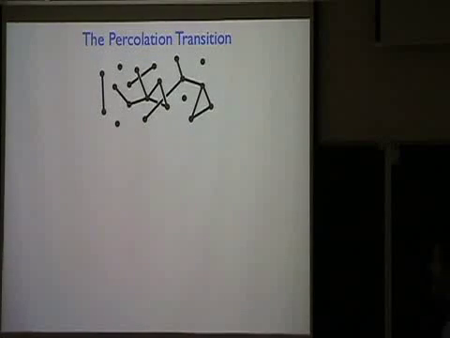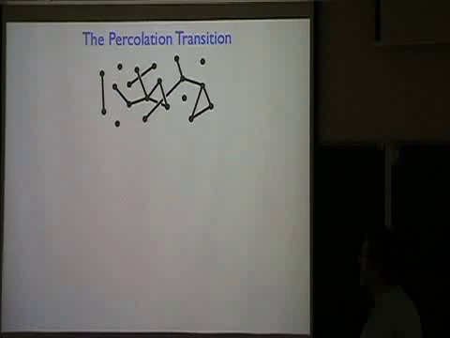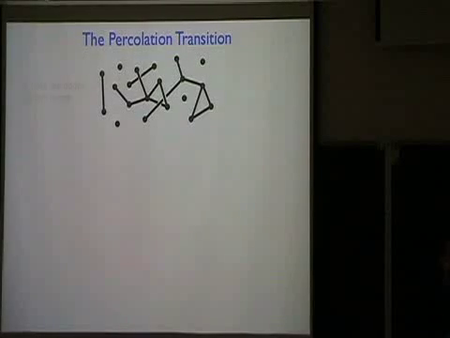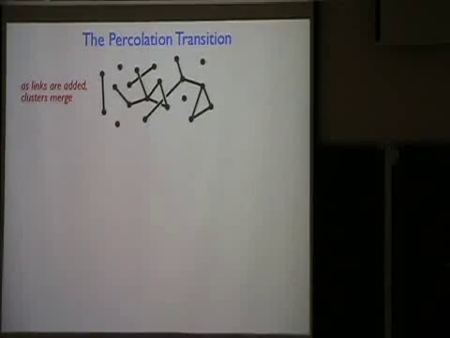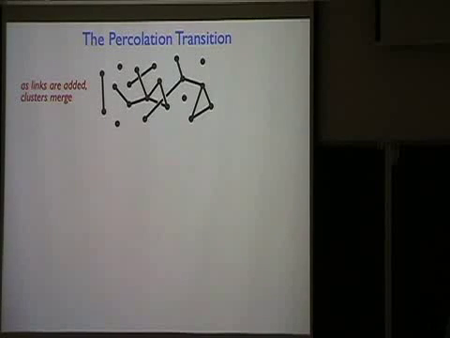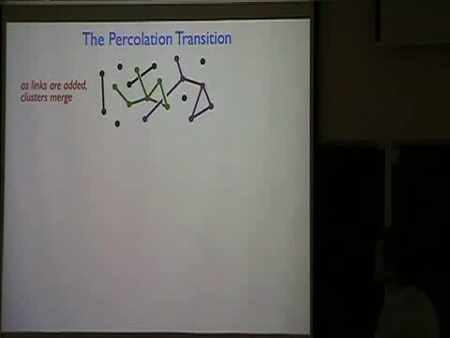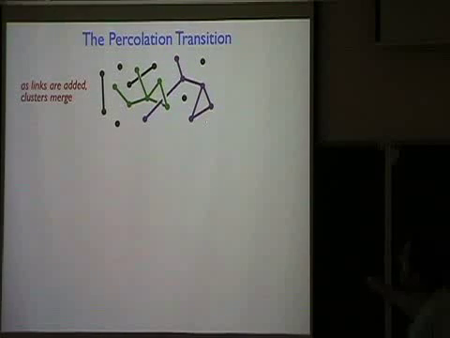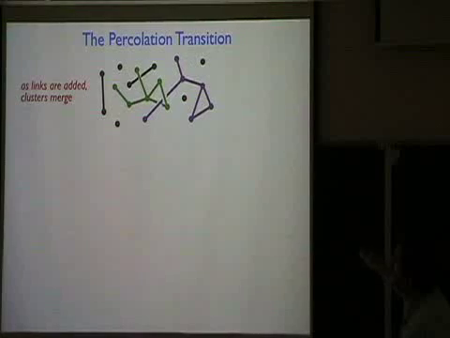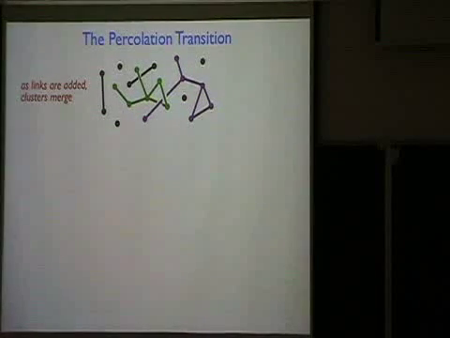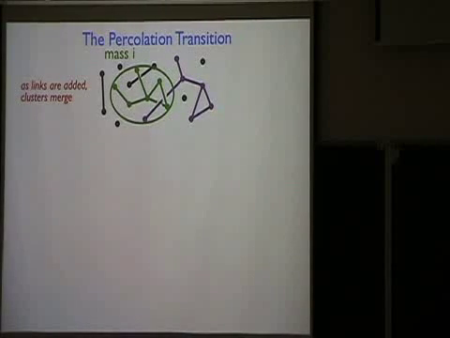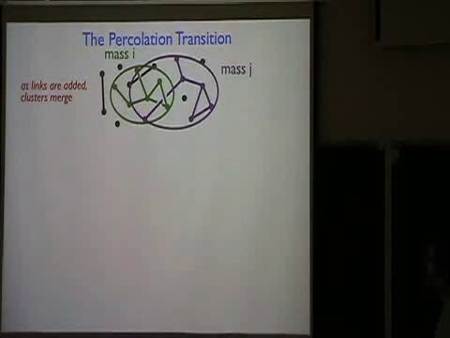Let's now ask how this cluster size distribution evolves as I add more bonds to the network. The basic point is that as you add links, all that can happen is that clusters merge. We started with n clusters, isolated sites, and we're just joining them together. So the number of clusters is decreasing with time, and we want to understand how that happens. Let's now focus attention on 2 different clusters, the green one and the purple one, and ask what is the rate at which these 2 clusters will merge. Here I have a cluster of mass i, and here's a cluster of mass j.